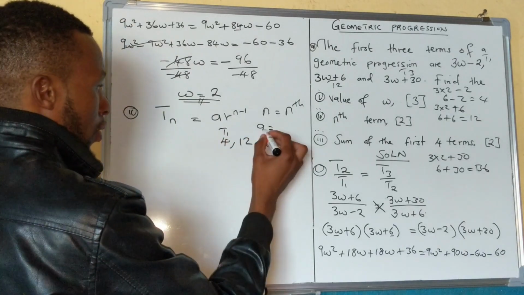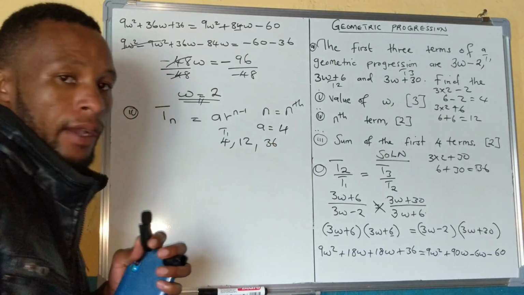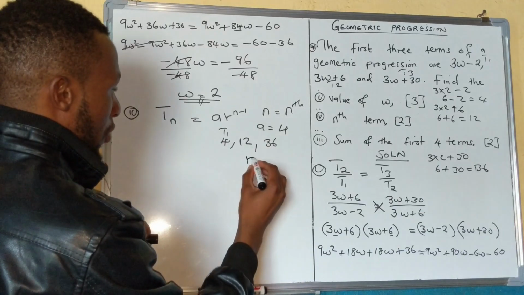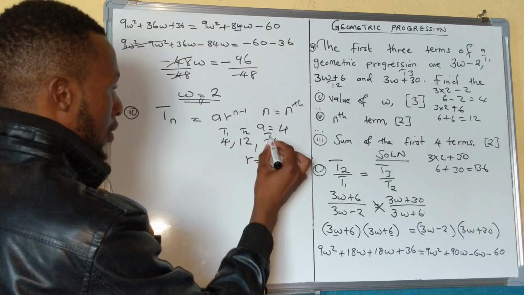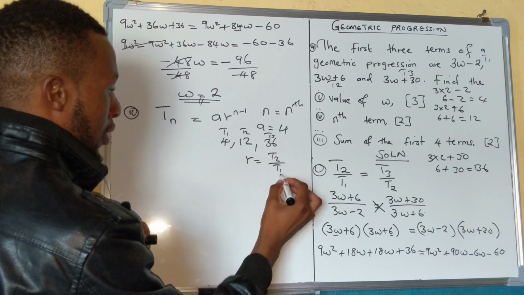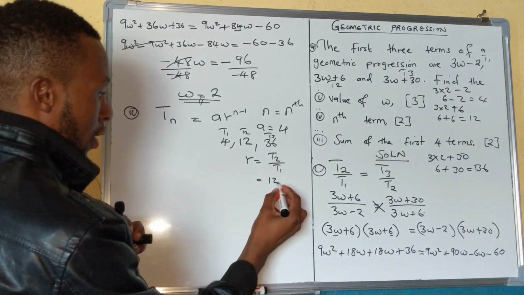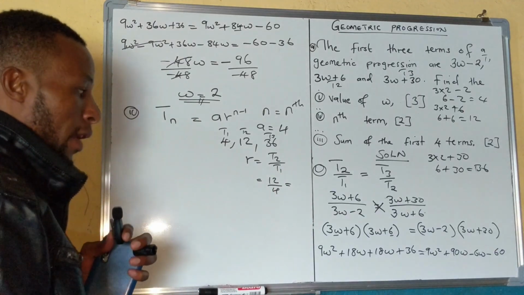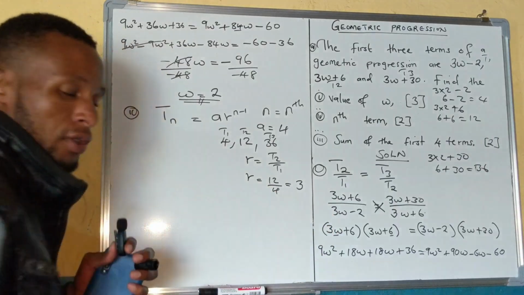Now we can substitute. T1 is this, so a is representing the first term, which is 4. I hope you are following. Then r is the common ratio. So how do we find the common ratio? We say T2 divided by T1. In this case, our T2 is 12, our T1 is 4. So when we divide here, we are going to get 3. That is our common ratio there.